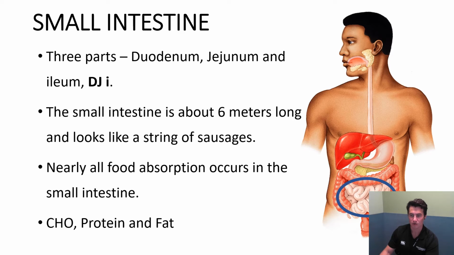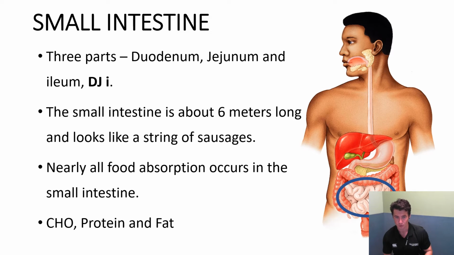Small intestines, 3 parts. So there's three components of your small intestines: duodenum, jejunum, and ileum. A strategy for remembering those in the order that food passes through them is thinking of DJI: duodenum, jejunum, and ileum. Your small intestines are about 6 meters long, which is pretty long. And they sort of resemble a string of sausages.